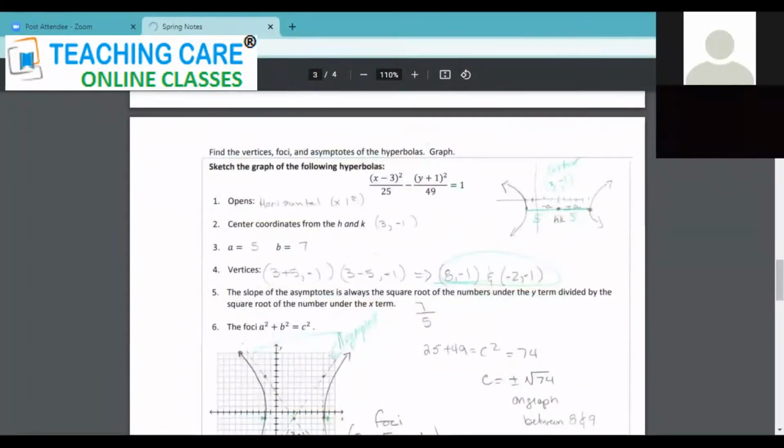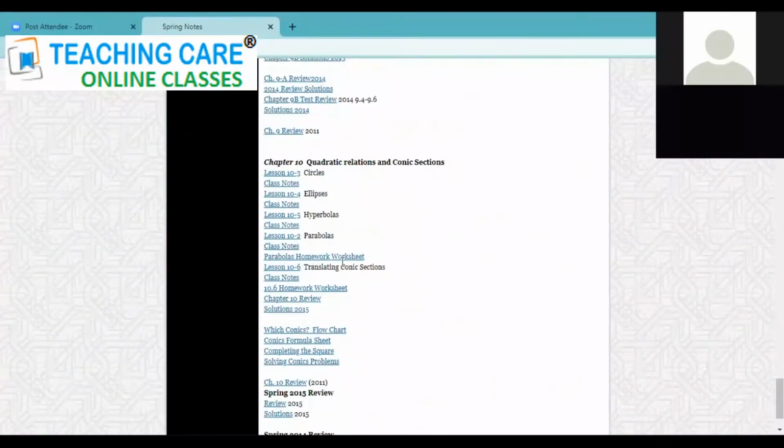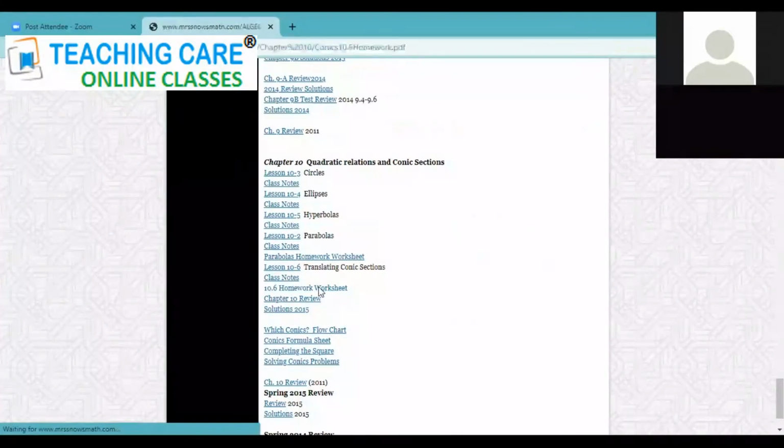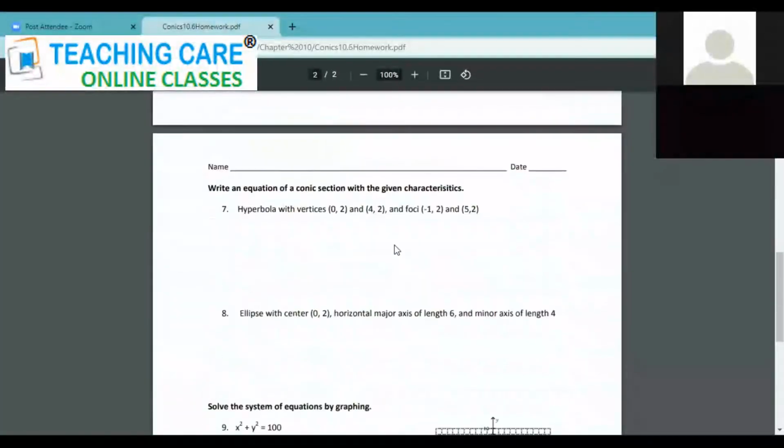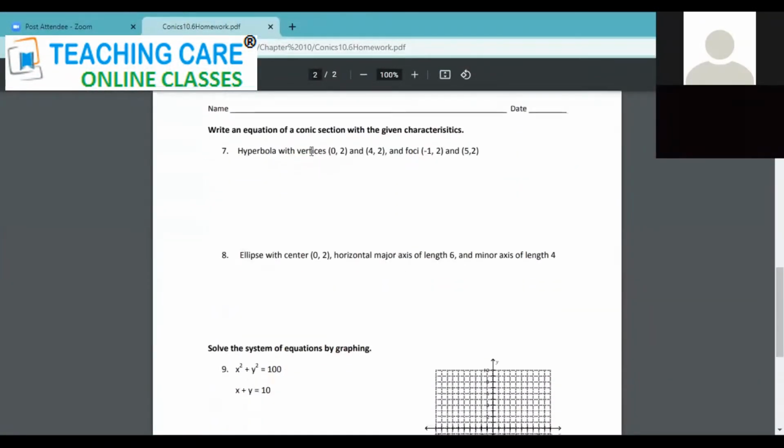Let's do some problems and check. Just give me a quick second. This is a parabola. This is a hyperbola. For a circle, given its center and radius; for an ellipse or hyperbola, given its center and foci. Can you just make out this number 7? Just find the midpoint of that, and you will get the h and k values.